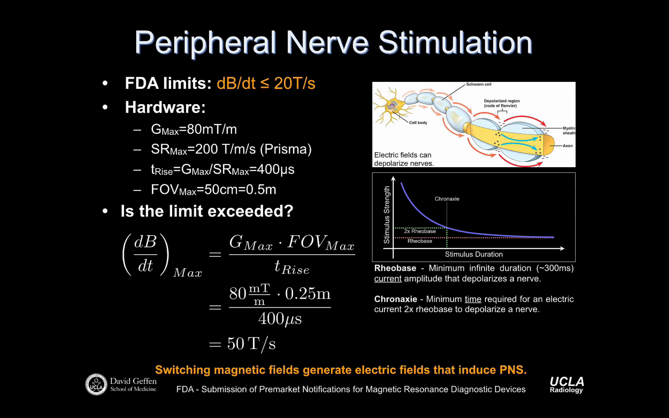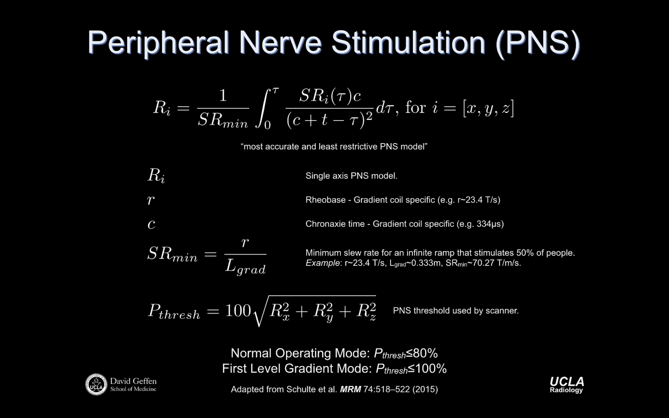At the other end of the scale, if your stimulus duration is really, really long, but you're below the so-called rheobase, you can never depolarize that particular nerve. So we have to know something about the possible stimulus strength and stimulus duration, which is characterized by what's called the rheobase and the chronaxie, as to whether or not a particular system can lead to peripheral nerve stimulation.